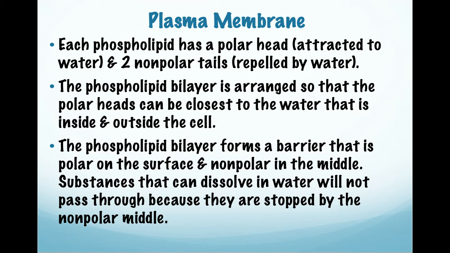Each phospholipid has a polar head, which means that it is attracted to water, or hydrophilic, and a nonpolar tail that hangs down, which is hydrophobic. It's always arranged so that the polar heads are closest to the water, and it keeps that nonpolar part in the middle, which does not like water. It forms a barrier between the polar and the nonpolar so that substances that will dissolve in water cannot pass through. They're stopped by that nonpolar middle.